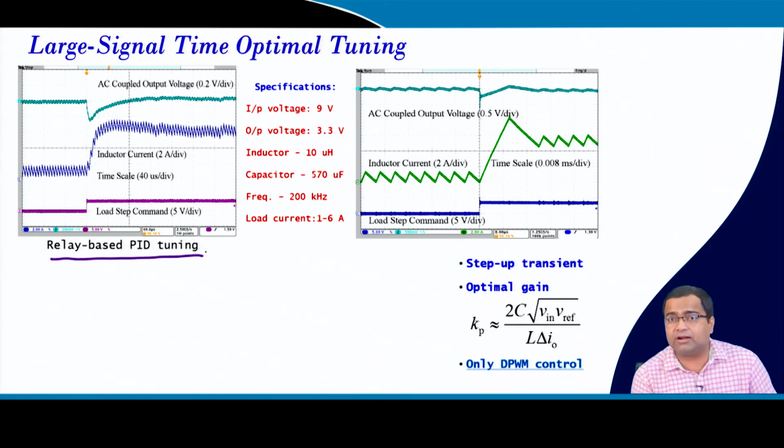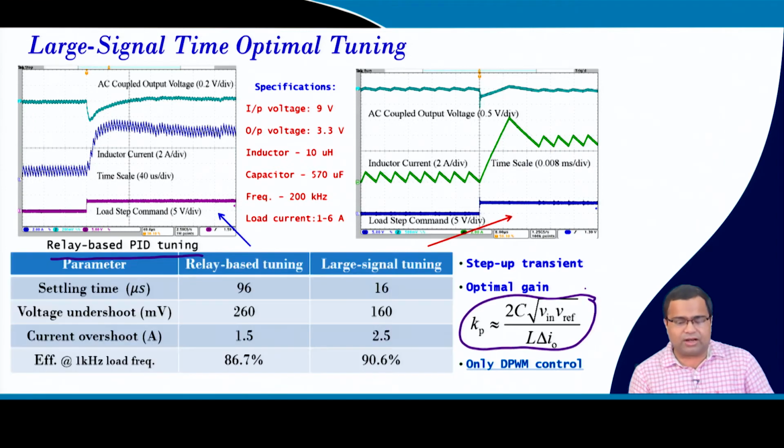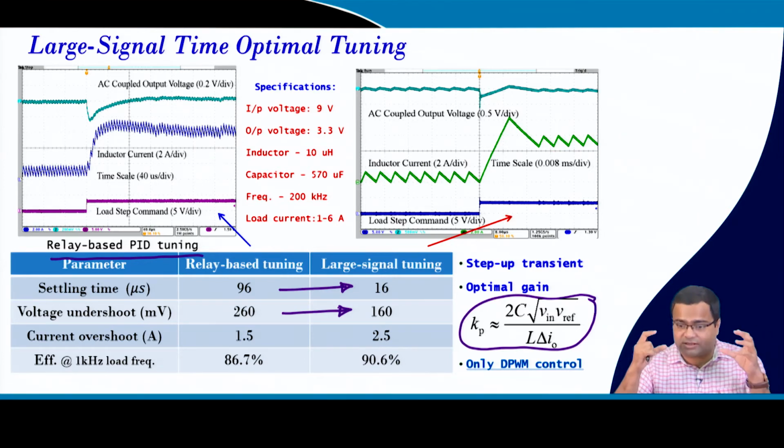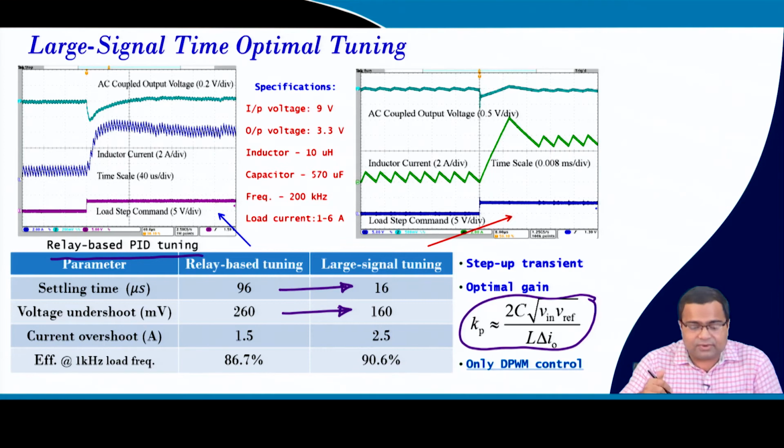And if we use our tuning method, where the optimal gain can be very easily framed using current mode control, we can improve the settling time or the recovery time by 6 fold. The voltage undershoot is also reduced from 260 millivolt to 160 millivolt. This enables us to further reduce the capacitor, right? But the current overshoot increases, which we can also reduce, as I told.